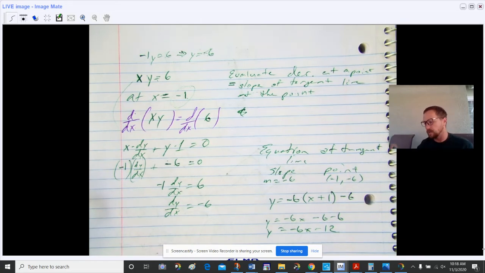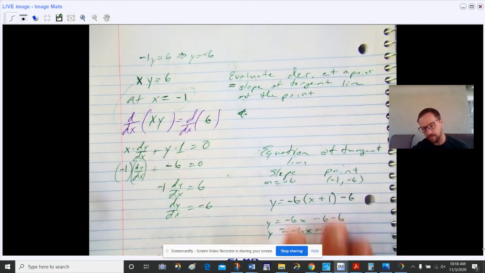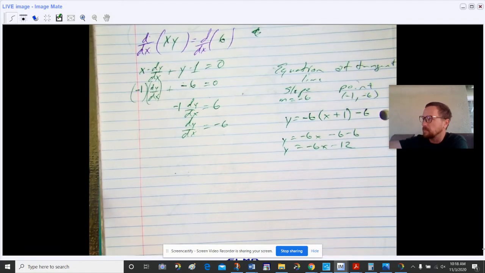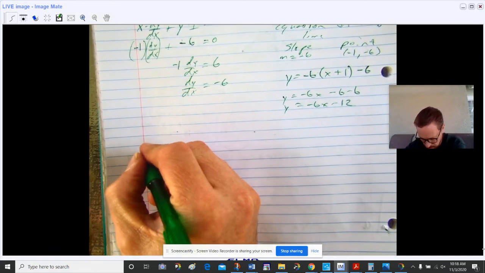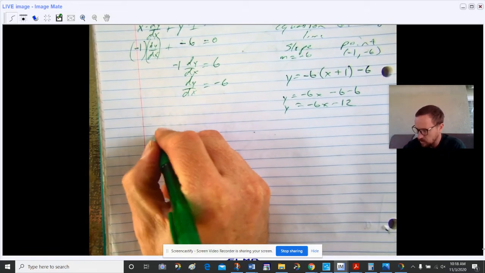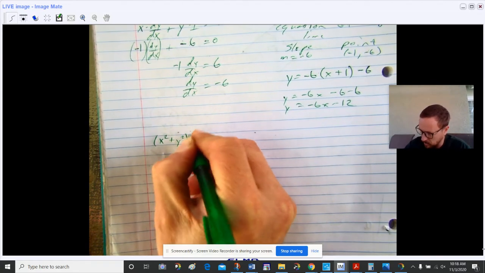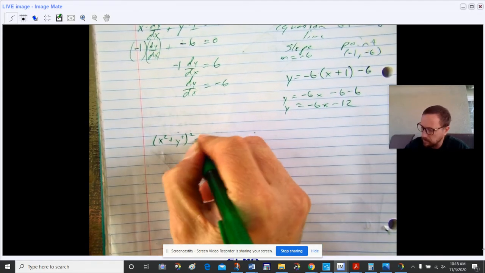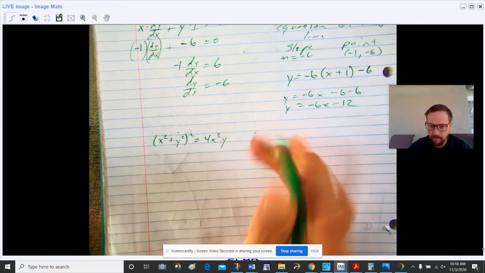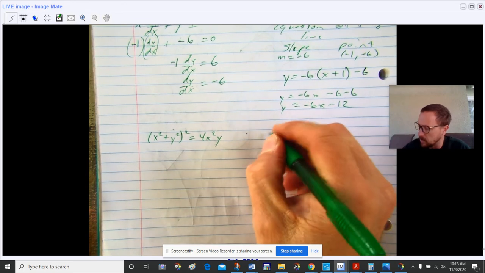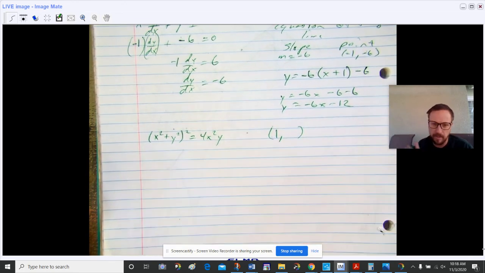Sometimes we just want to stop here. Sometimes I'll have us go through the rest. Just pay attention to what's going on with the words. All right, let's try a little bit more complicated one. How about x squared plus y squared equals 4x squared y, and we're going to go at the point 1, 1, or 1 comma something. We've got to figure out what that something would be.